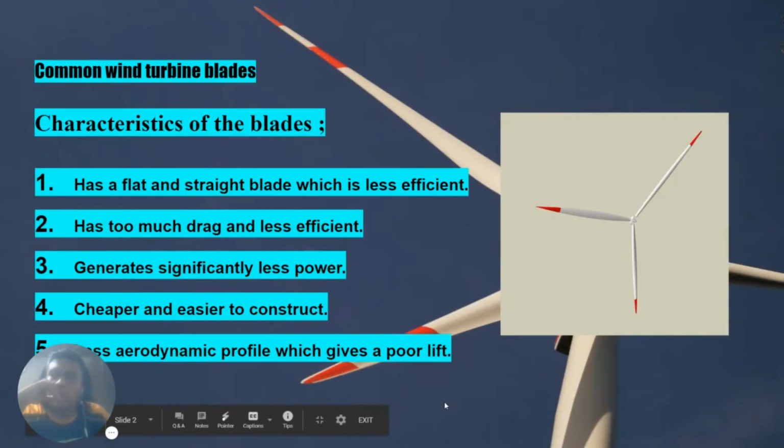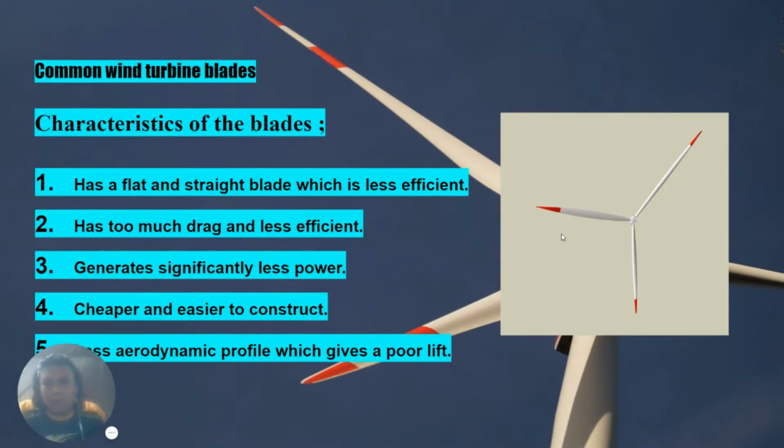My first point is about the common wind turbines. For the common wind turbine, we can see over here the common wind turbine blades. Today I will explain more about the characteristics of the common wind turbine blade. The first one, as you can see, is that this blade is flat and straight, which is less efficient against the air resistance.